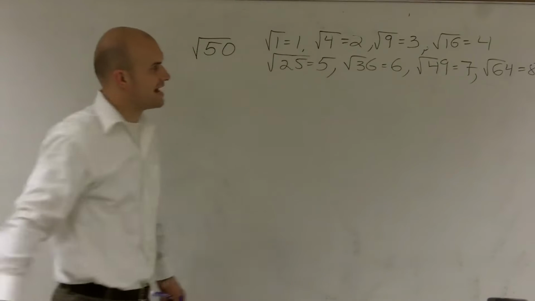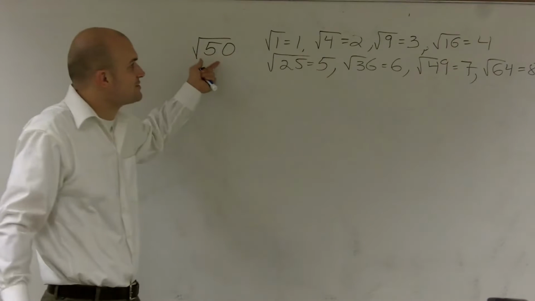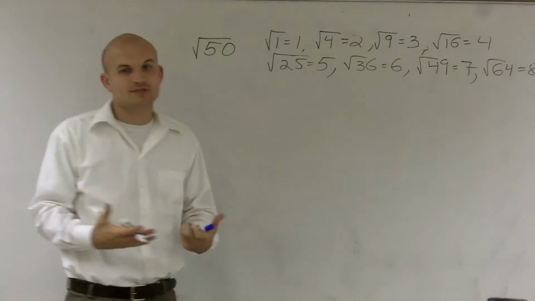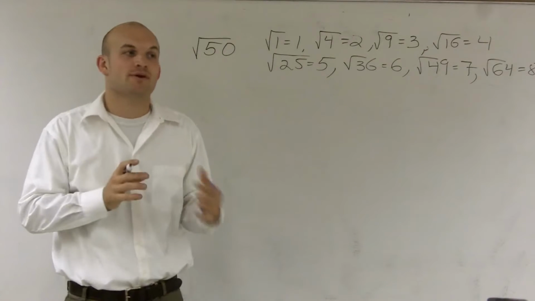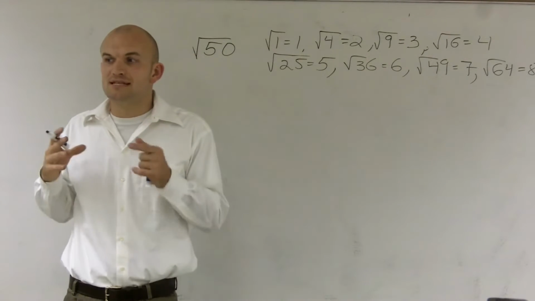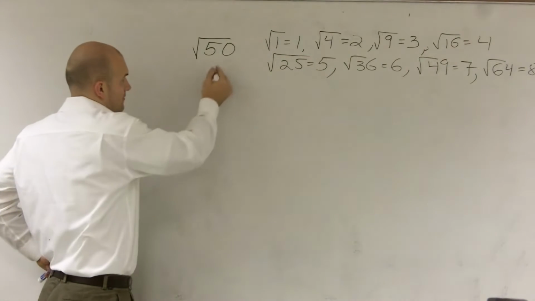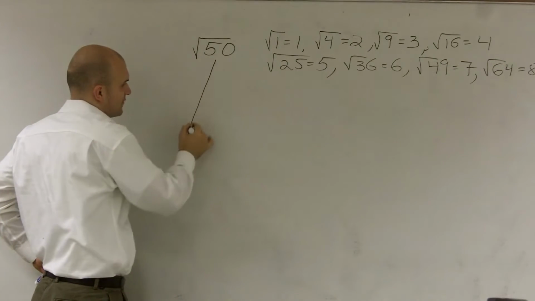So I wanted to write those down for you guys to understand that square root of 50 is not a square number, is it? All right? So what we're going to do is manipulate the square root of 50 into using numbers that I can take the square root of. So what I'm going to do is I'm going to do this 3 different ways.